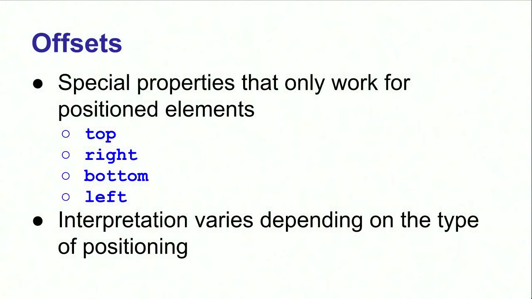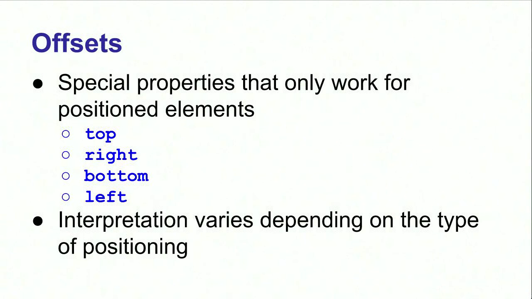The location of a positioned element within its container is specified by the offset properties top, right, bottom, and left. Each offset controls the gap between the element and the given edge of its containing block. How this works in practice depends on the type of positioning being applied.